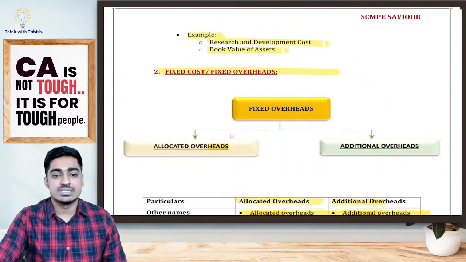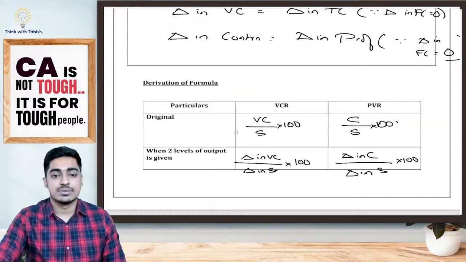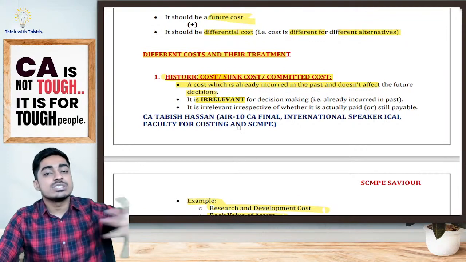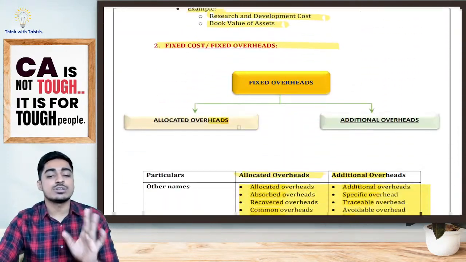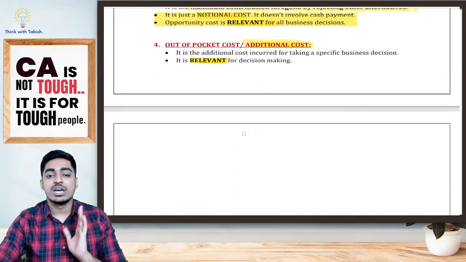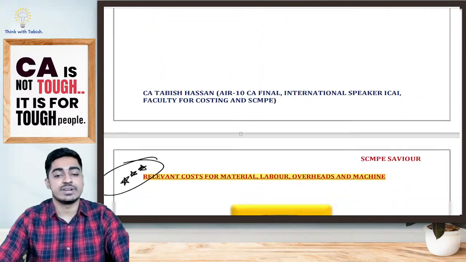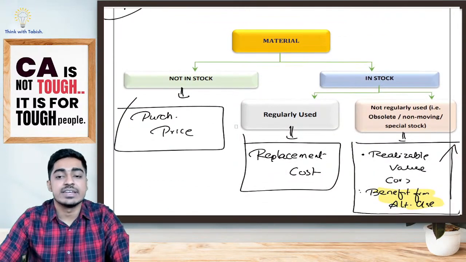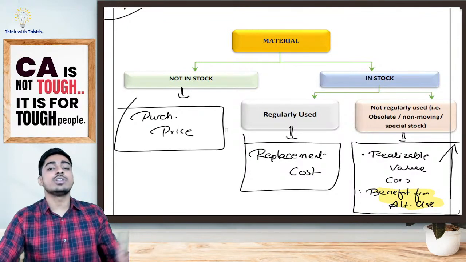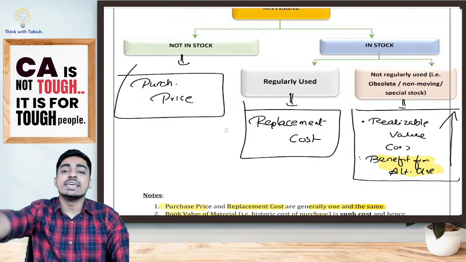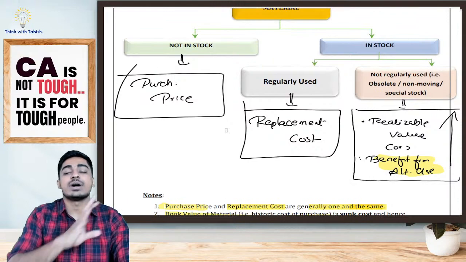Based on that, look at our class notes quickly. Let us summarize this. Firstly, historic cost, sunk cost, committed cost, incurred in the past, irrelevant. Fixed cost, if it is allocated, irrelevant. Additional is relevant. Opportunity cost, always relevant. Out of pocket, it is additional cost, so it is relevant. Now, for material, if it is not in stock, we should purchase, so purchase price is relevant. If it is in stock, we ask, is it regularly used? If it is regularly used, we need to replace, so replacement cost is relevant. If it is not regularly used, it is either the realizable value or benefit from alternate use, whichever is higher.